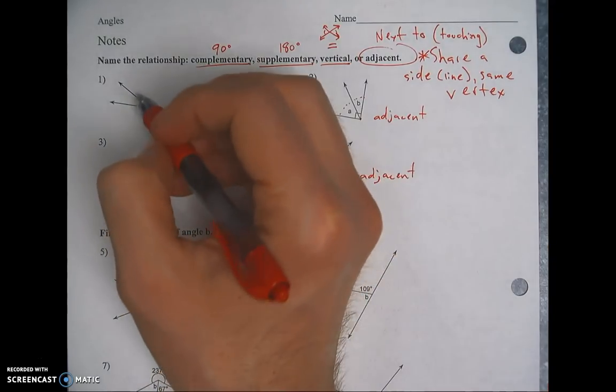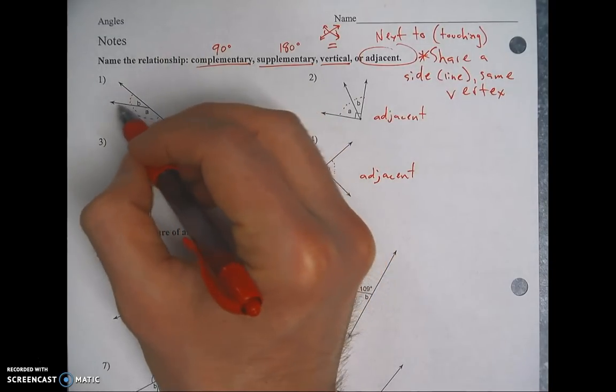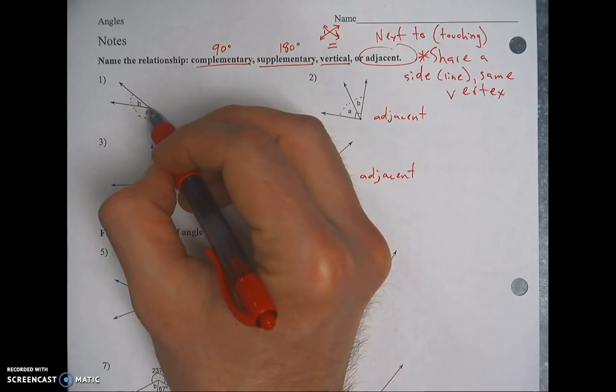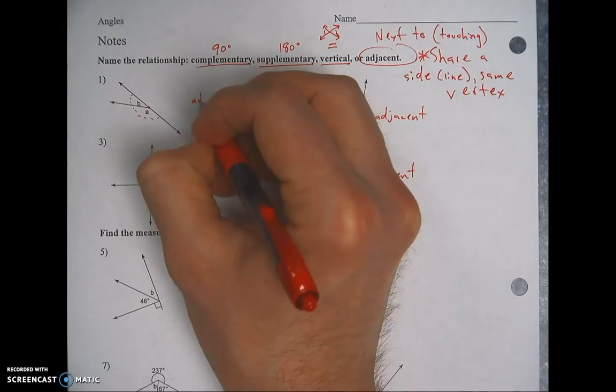If you come over to number one, angle B is this space, angle A is this space. Both angles are formed by this line. They have the same vertex, the same point where the two lines meet. These are also adjacent.